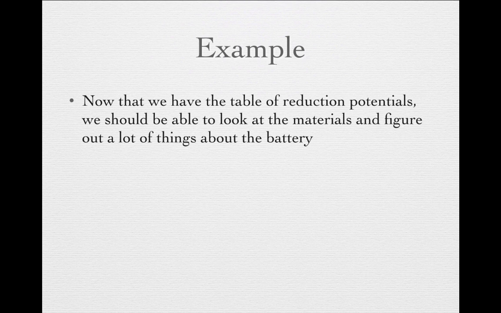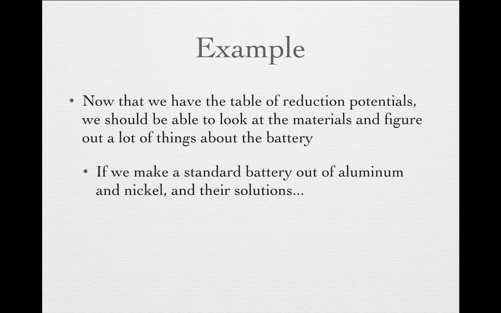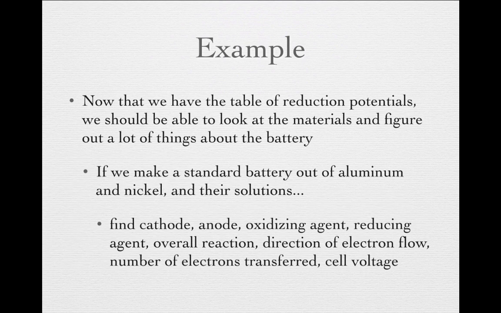So now we have our table of reduction potentials. We can look at just the materials used in a battery and figure out a whole lot of things about that battery. And if we make a battery out of aluminum and nickel and their solutions, these are the things that we should be able to find. We should be able to find the cathode, the anode, the oxidizing agent, the reducing agent, the overall reaction, the direction of electron flow, the number of electrons transferred, and the overall cell voltage. So this is an example that we did work out in class using aluminum, nickel, and their solutions.